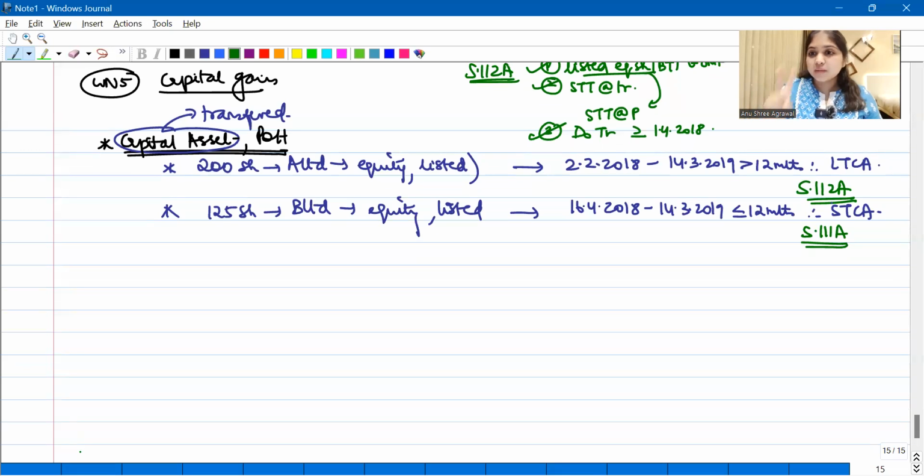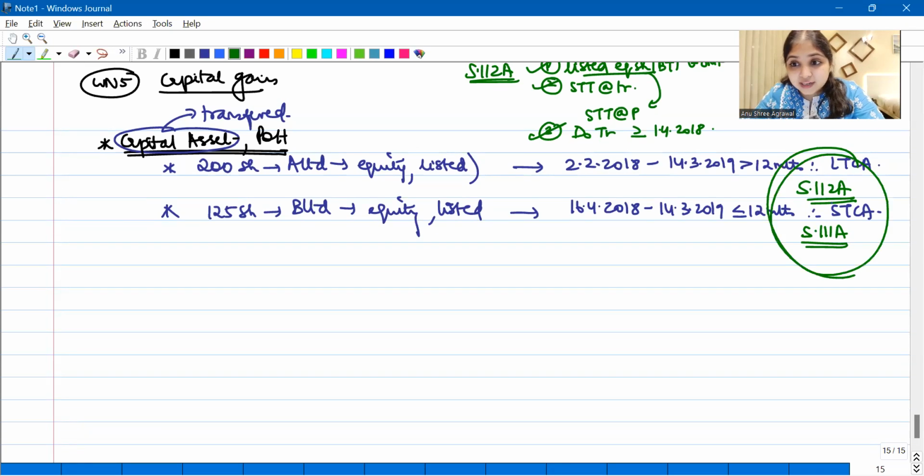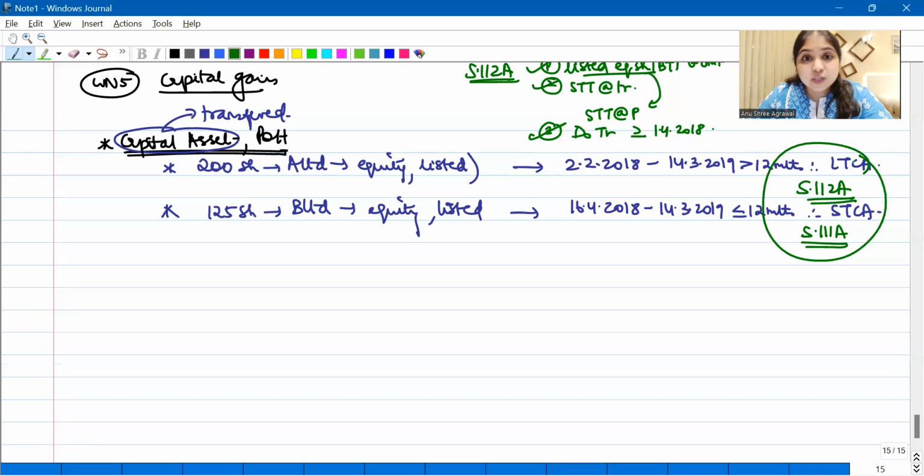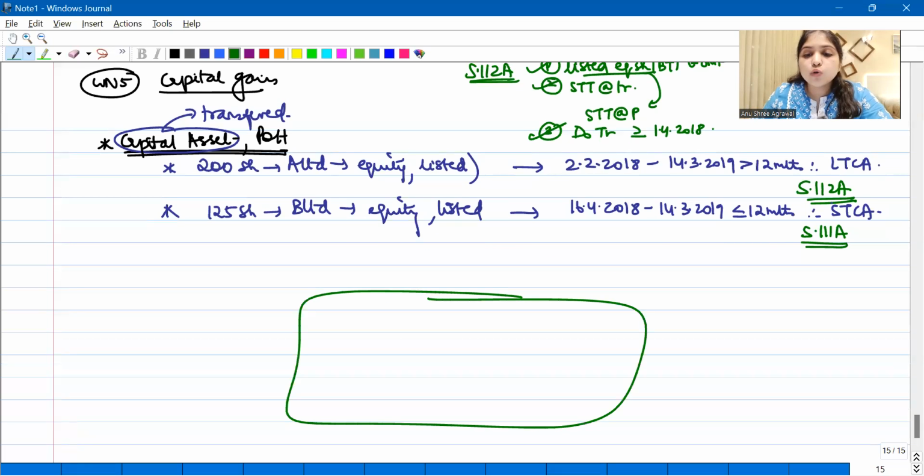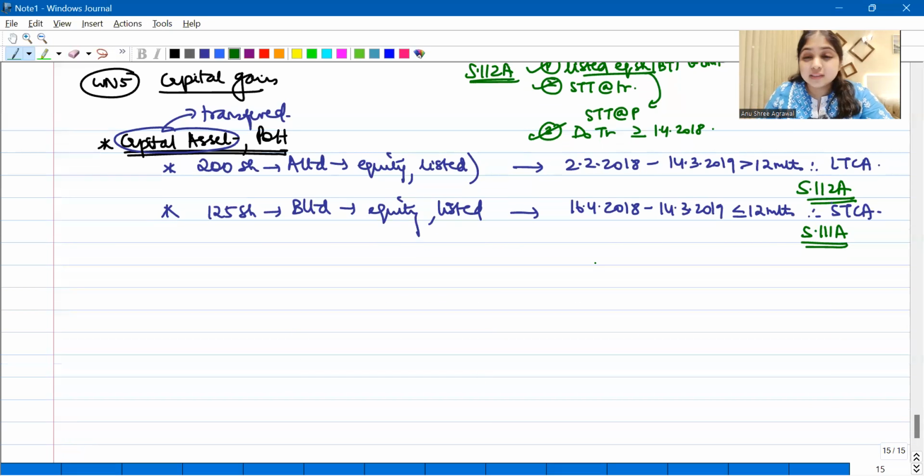Capital asset transfer, period of holding. On that basis, long term or short term. On that basis, with section number. This is one thing which I will identify in the very beginning itself. Once I do this, I will get a guidance on how to do the rest of the computation. This is a foolproof method, tried and tested method. This method will never ditch you in the examination. Trust me when I say that.